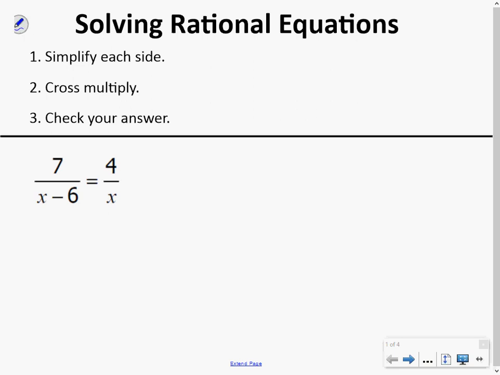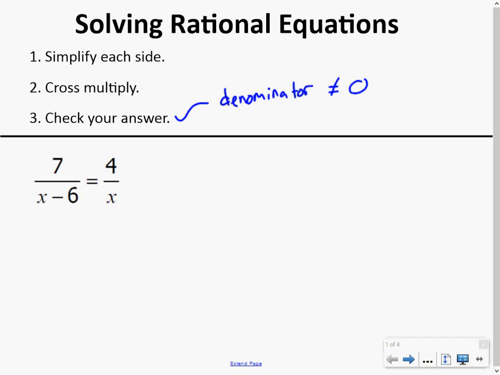The other thing is we're going to have to make sure that we're checking for extraneous solutions. Remember, the denominator cannot equal 0. So if I plug in some solution that I find and it makes one of my denominators 0, it's extraneous, we'll toss it out.